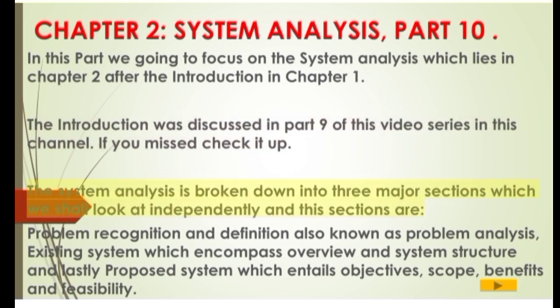The system analysis is broken down into three major sections which we shall look at independently, and these sections are problem recognition and definition, also known as problem analysis, existing system, which encompasses overview and system structure, and lastly proposed system, which entails objectives, scope, benefits and feasibility.